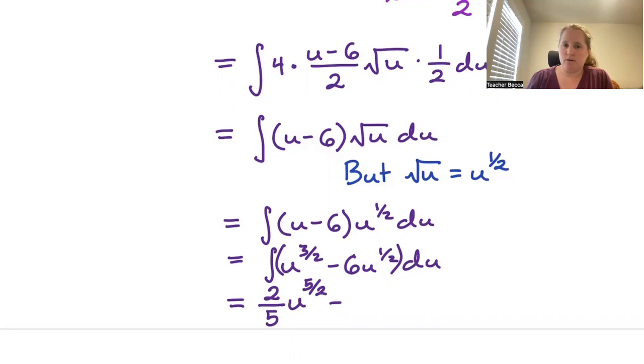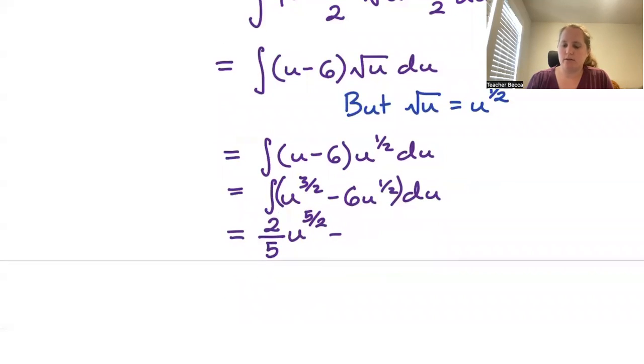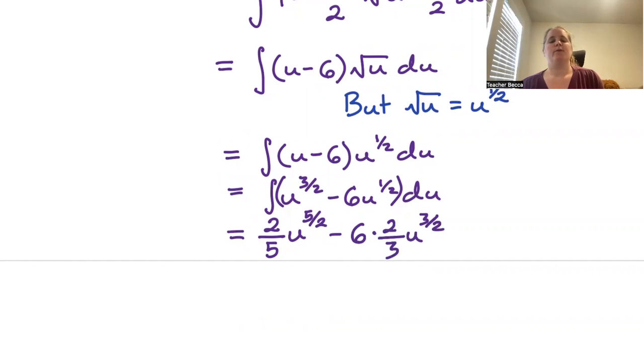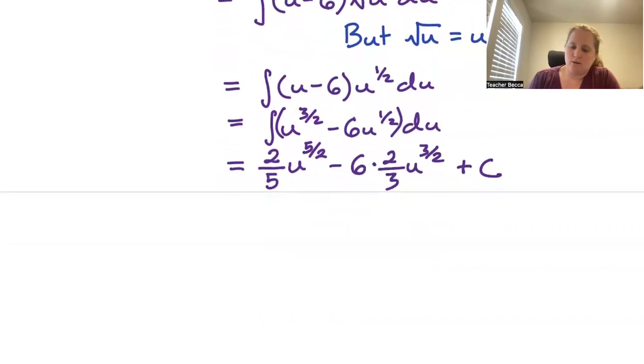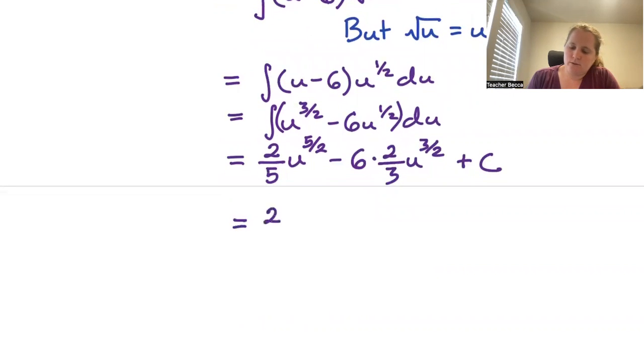So again, we had our 2/5 u to the 5/2. Then we have minus 6 times u to the 3/2, and we should multiply by 2/3 since we're dividing by 3/2. So we have 2/5 u to the 5/2 minus 6 times 2/3 u to the 3/2, plus c, or 2/5 u to the 5/2 minus 4 u to the 3/2 plus c.